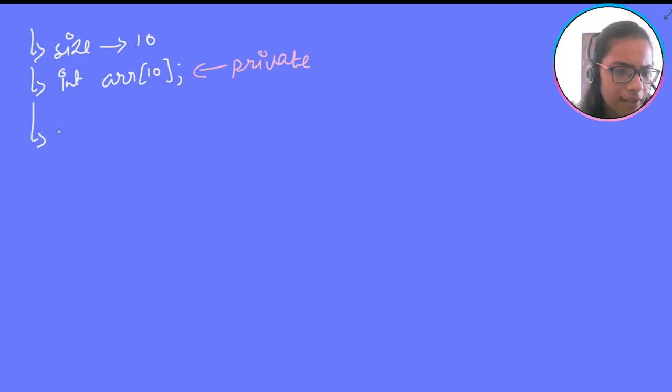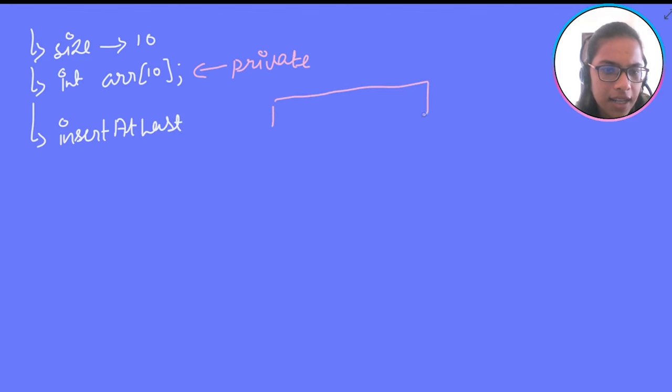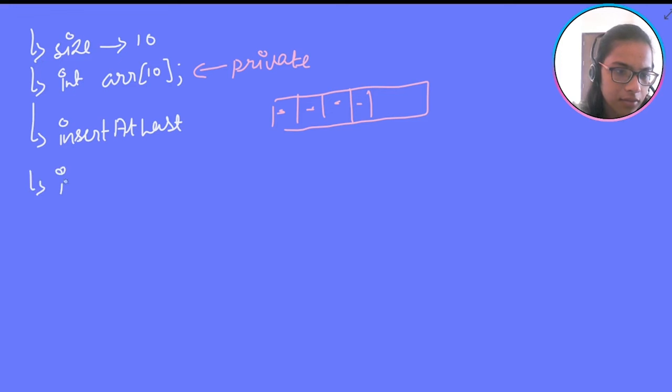So what we will have is a method known as insert at last. So what it will do is insert the element at last. Suppose this is our array and it is filled till here, and there is a new element. So the new element will be inserted over here at last. Now we will also have insert at index, and this is going to be challenging for us. How can we insert an element at index? Let us see. Let us have an array.